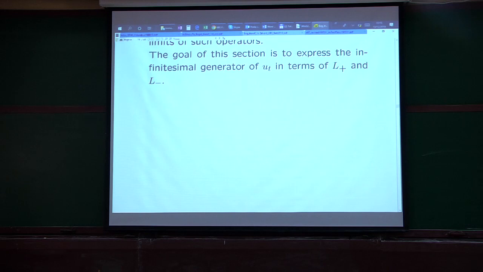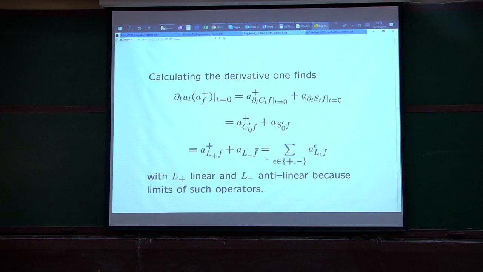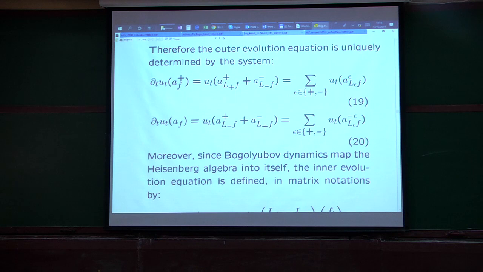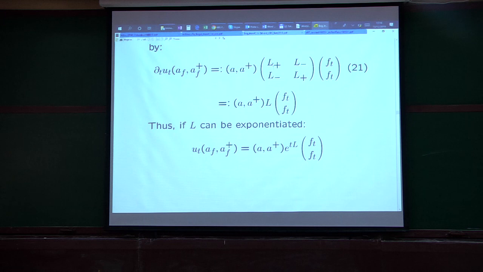And therefore, a simple calculation of this derivative gives that the generator of the semigroup has this form. It's a combination where, of course, L minus is antilinear and L plus is linear. Now, let me write this equation in terms of A and A dagger, so we can write the generator in matrix terms. Therefore, we can easily exponentiate. And when you expand the exponential in series, you find exactly what was our starting point with Bogoliubov. But the point is that this formula we met not for the first order, but for the second order. So how to explain this?